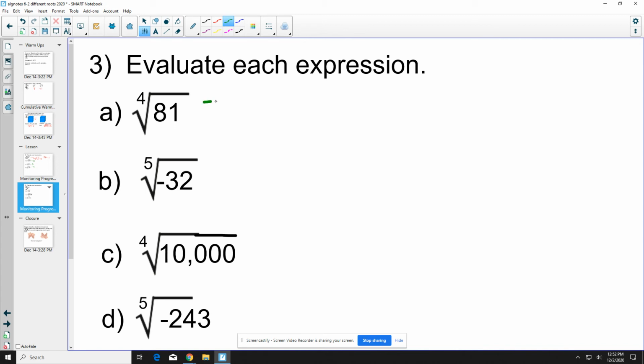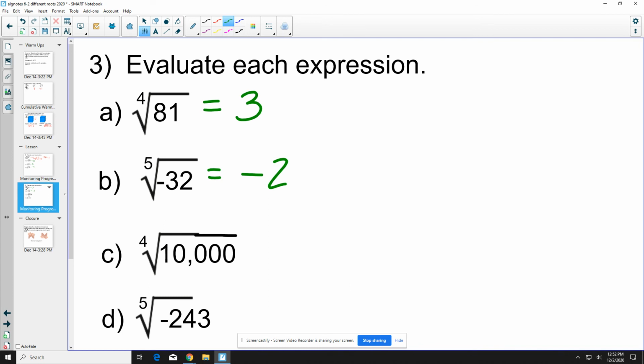Okay, now that you're done, part A should be a 3, because when you take 3 times 3 times 3 times 3, you get 81. Part B is going to be negative, okay, and it's also going to be a negative 2. So 2 times 2 is 4, times 2 is 8, times 2 is 16, times 2 is 32. You get a positive 2 if you multiply 5 positive 2s. You get a negative 2 if you multiply 5 negative 2s.